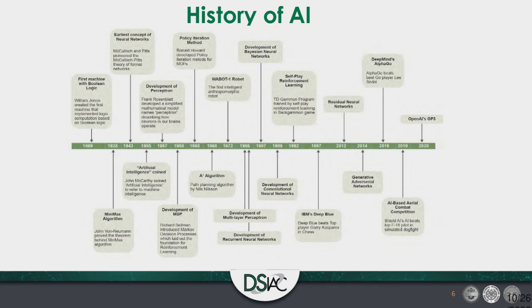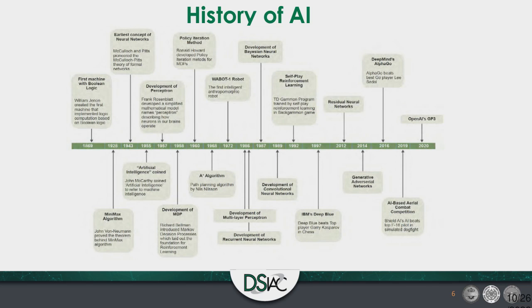And a brief history of AI. Obviously, AI is only possible with the advent of machines, and the backbone of any machine for decision-making is a logical entity that is able to compute logical statements. The first apparent machine that employed Boolean logic dates to 1869, by William Jevons, who created the first machine that implemented logic computation based on Boolean logic. John von Neumann, the computer scientist and mathematician, in 1928 created a discrete algorithm called the minimax algorithm. He proved that in 1928.